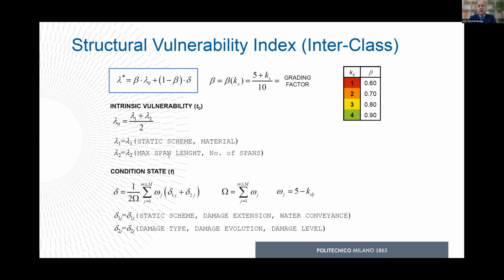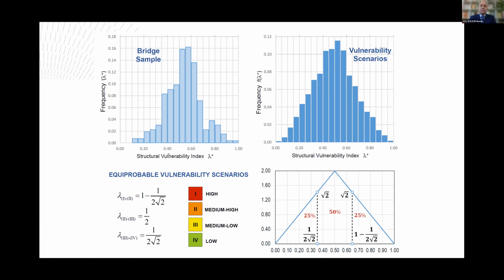Details about the aggregation matrix cannot be given here because of the time, but I would like to emphasize that for the intra-class subdivision, the vulnerability indicator leads to four intra-classes associated with results related to equiprobable vulnerability scenarios. On the left side, you see the distribution of the vulnerability indicator for the bridge sample compared on the right side with all the possible vulnerability scenarios that have been obtained through Monte Carlo permutation.